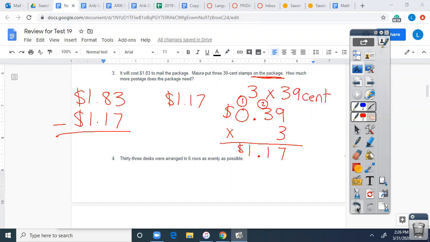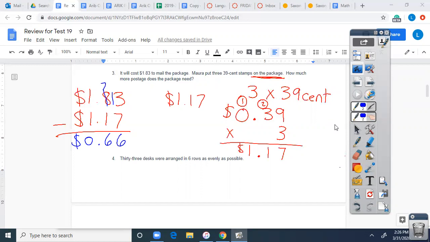$1.17. We cannot do 3 minus 7. So we're going to have to borrow. 13 minus 7 is 6. 7 minus 1 is 6. 1 minus 1 is 0. So we've got 66 cents. 66 cents is the answer to number 3. Number 3, the answer is 66 cents.